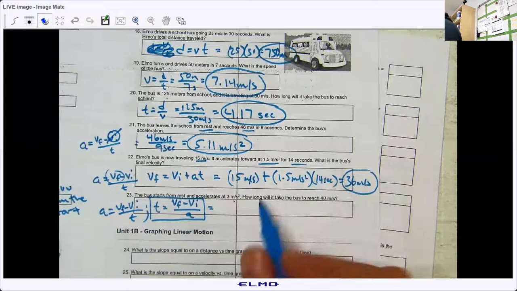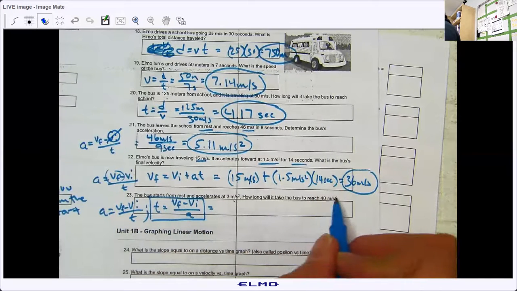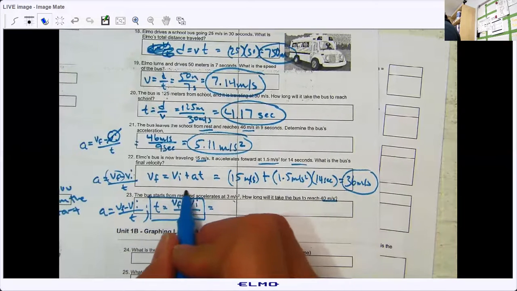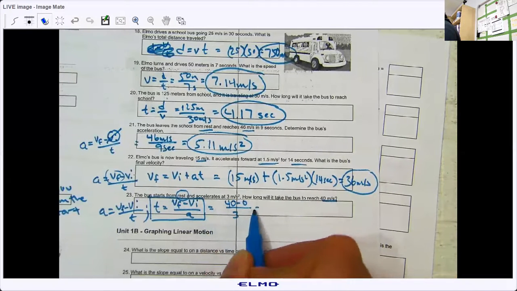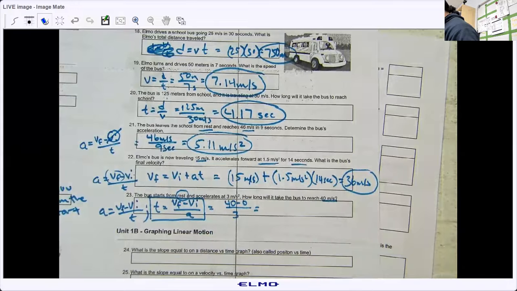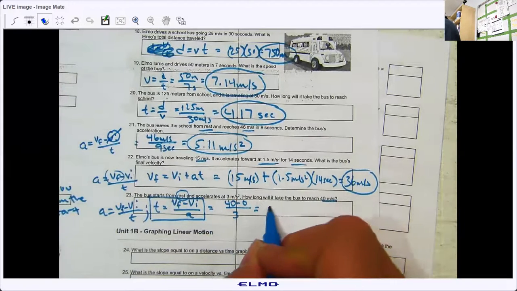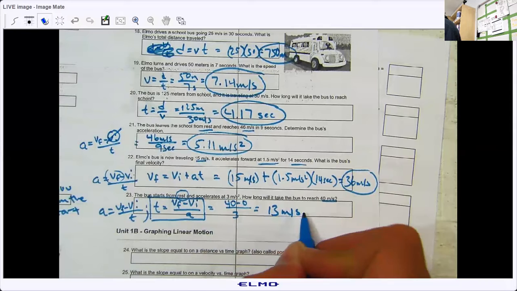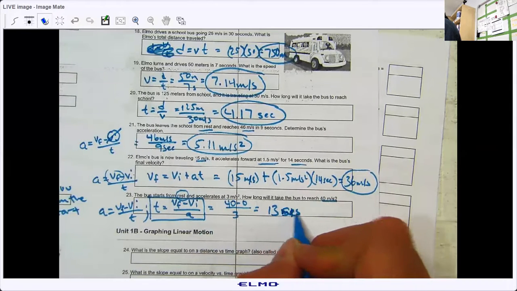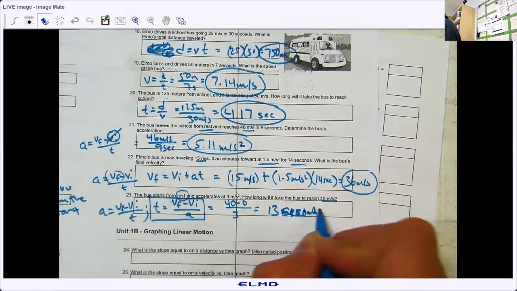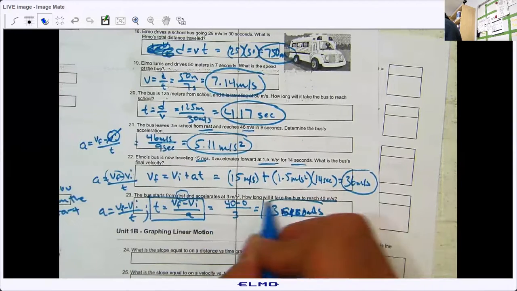So that gives us the final, which is this. Initial is that it starts from rest. So we're going to do 40 minus 0 over the acceleration, which is 3. So really, we're just going to do 40 divided by 3. We get 13 meters per second. Oh, no, 13 seconds because we're looking for time. So 13 seconds.